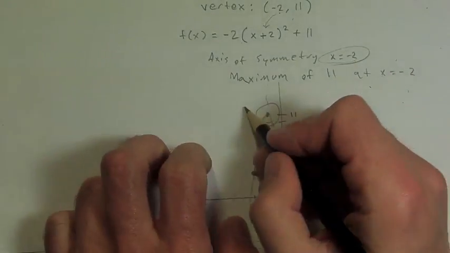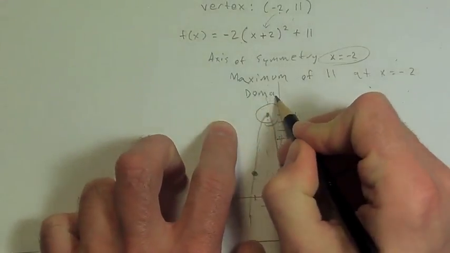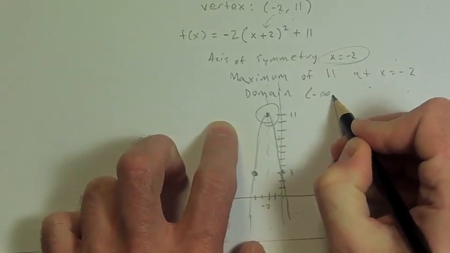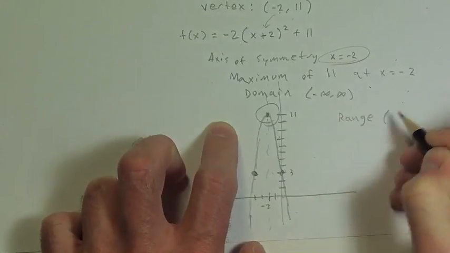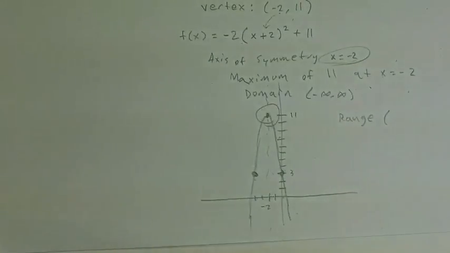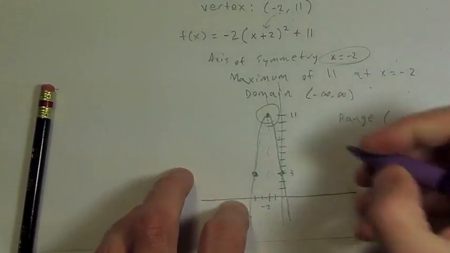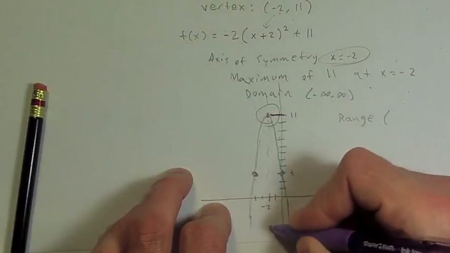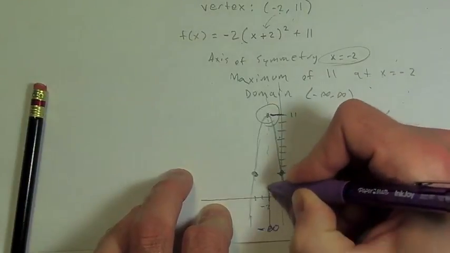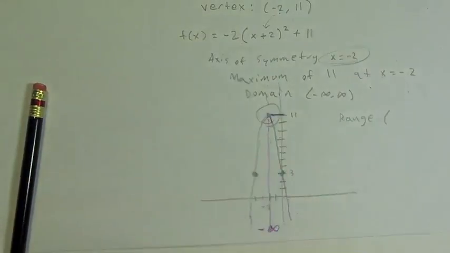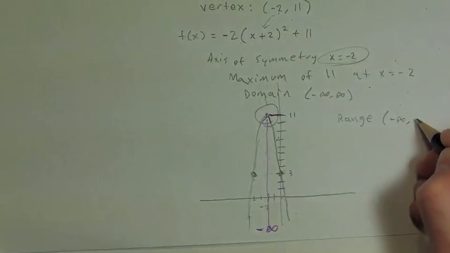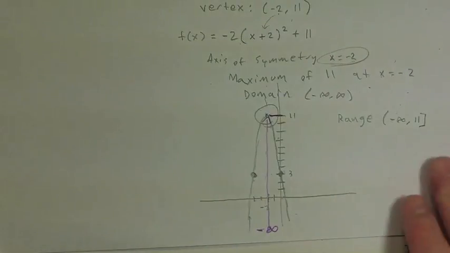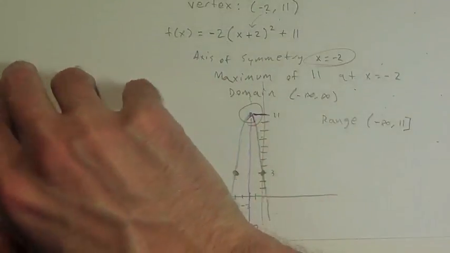We have that the domain is -infinity to infinity, and then the range, well, in this case, since we're opening downwards, we have this downward facing U, it's going to go from -infinity up to 11. Okay, so our range is -infinity to 11, and I'll close the bracket.